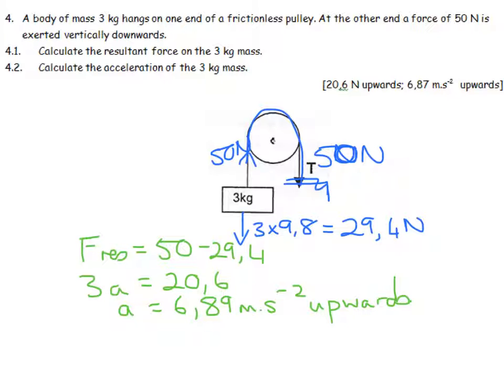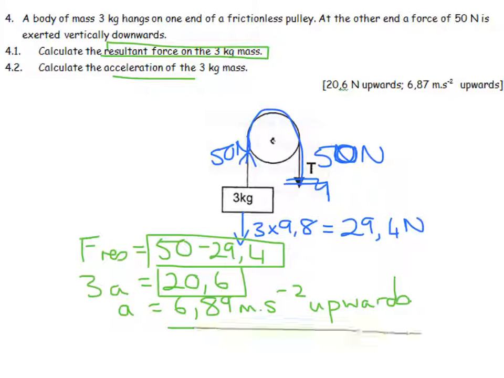It says calculate first the resultant force on the 3 kilogram block. The force resultant is going to be equal to those two subtracted from each other, so it's 20,6, and the acceleration we've just worked out.